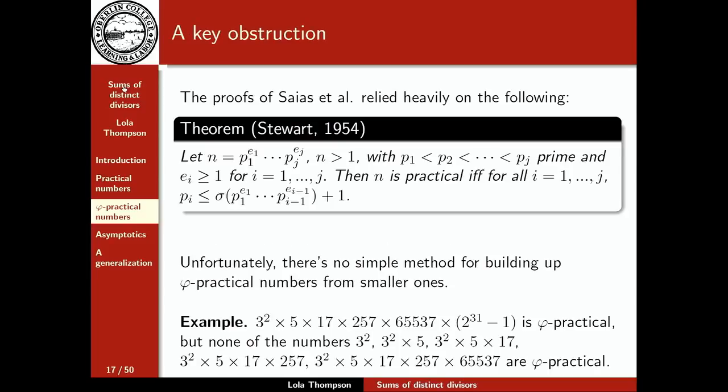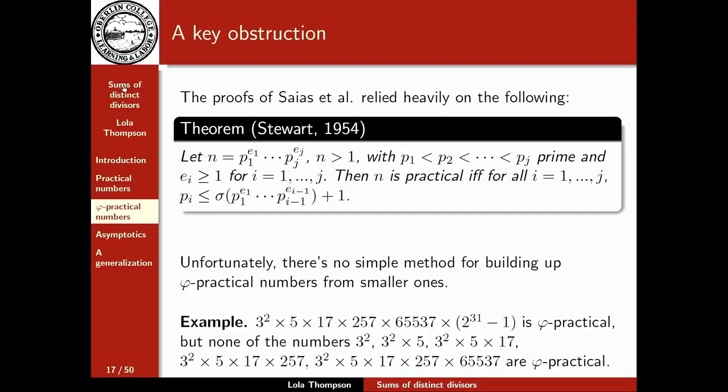Sias and all those people that I mentioned that came before Sias that worked with the practical numbers relied really heavily on the fact that we have this nice if and only if condition for writing all of the practical numbers in terms of smaller practical numbers. So we can generate all practical numbers via this nice condition on the growth of the prime divisors. Unfortunately, we don't have a nice condition for generating all phi practical numbers.